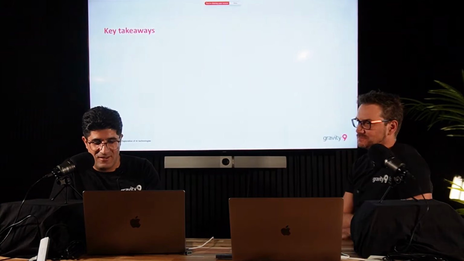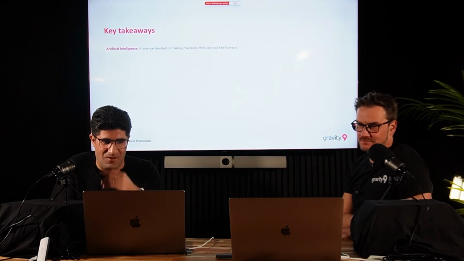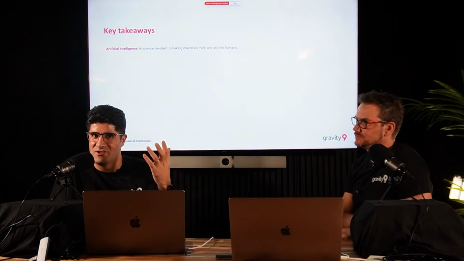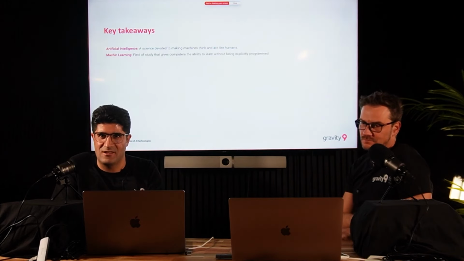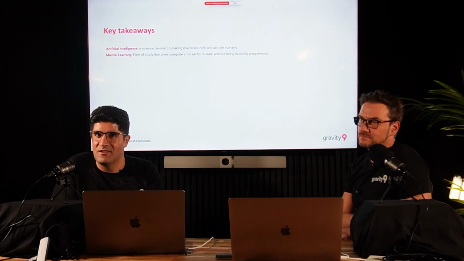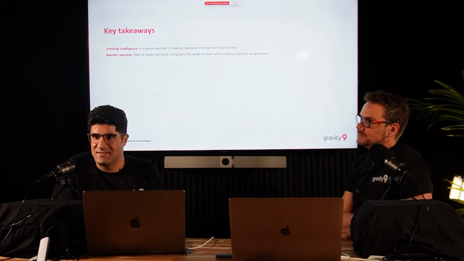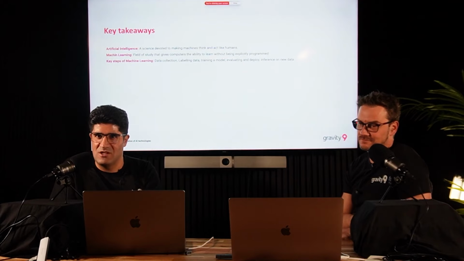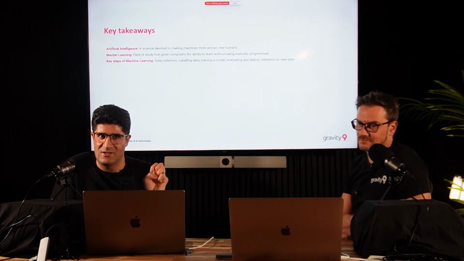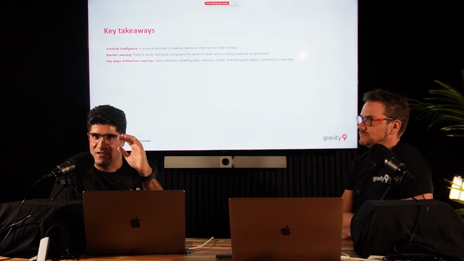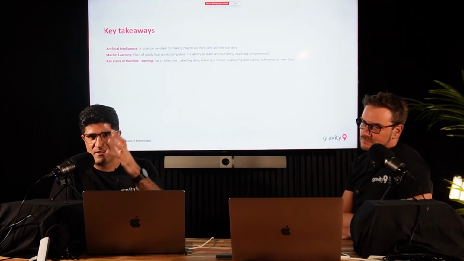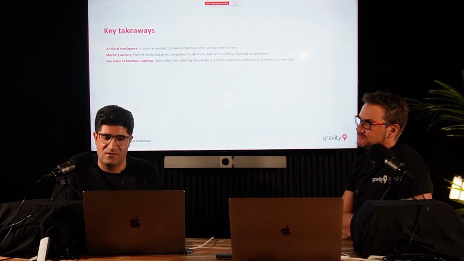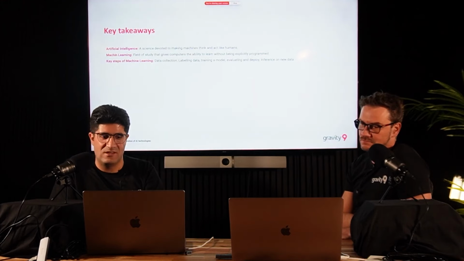I tried to be very quick, but this is the presentation. As a takeaway, I'm just trying to recap. Artificial intelligence is when we try to create machines that can think and act like a human. Machine learning is when a machine tries to learn by itself without human involvement. Key steps for training a machine are data collection, labeling the data, training an algorithm, iterating the process, evaluating the output, and then inference using new data.